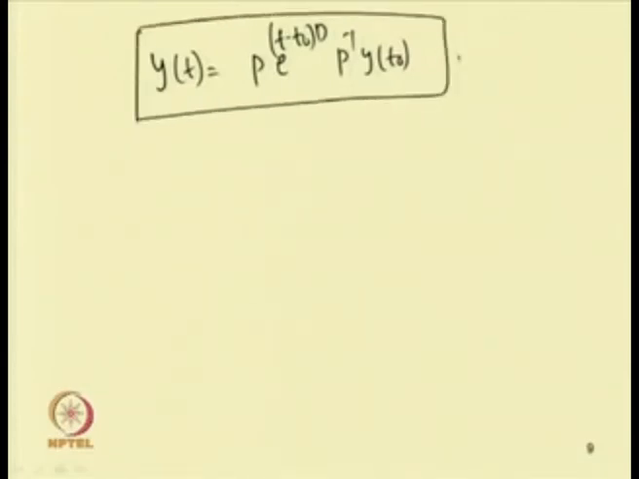The advantage of using this equation is that D is a diagonal matrix. So, the matrix e to the power (t minus t 0) D is a diagonal matrix with entries e to the power (t minus t 0) lambda i. Hence, the eigenvalues of A are also called the characteristic exponents associated with f. So, in this way we can find the solution y t. Here y is the perturbation we have taken.